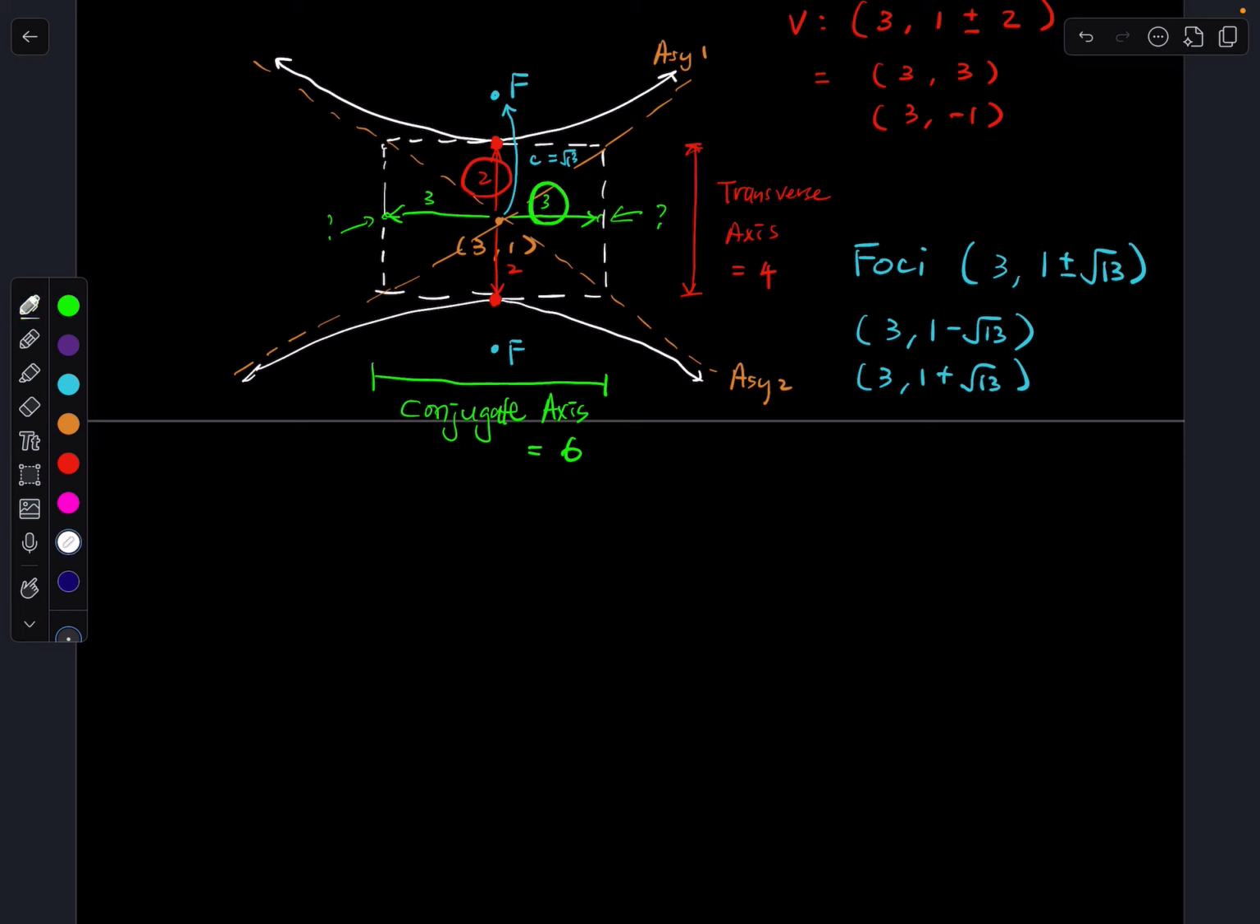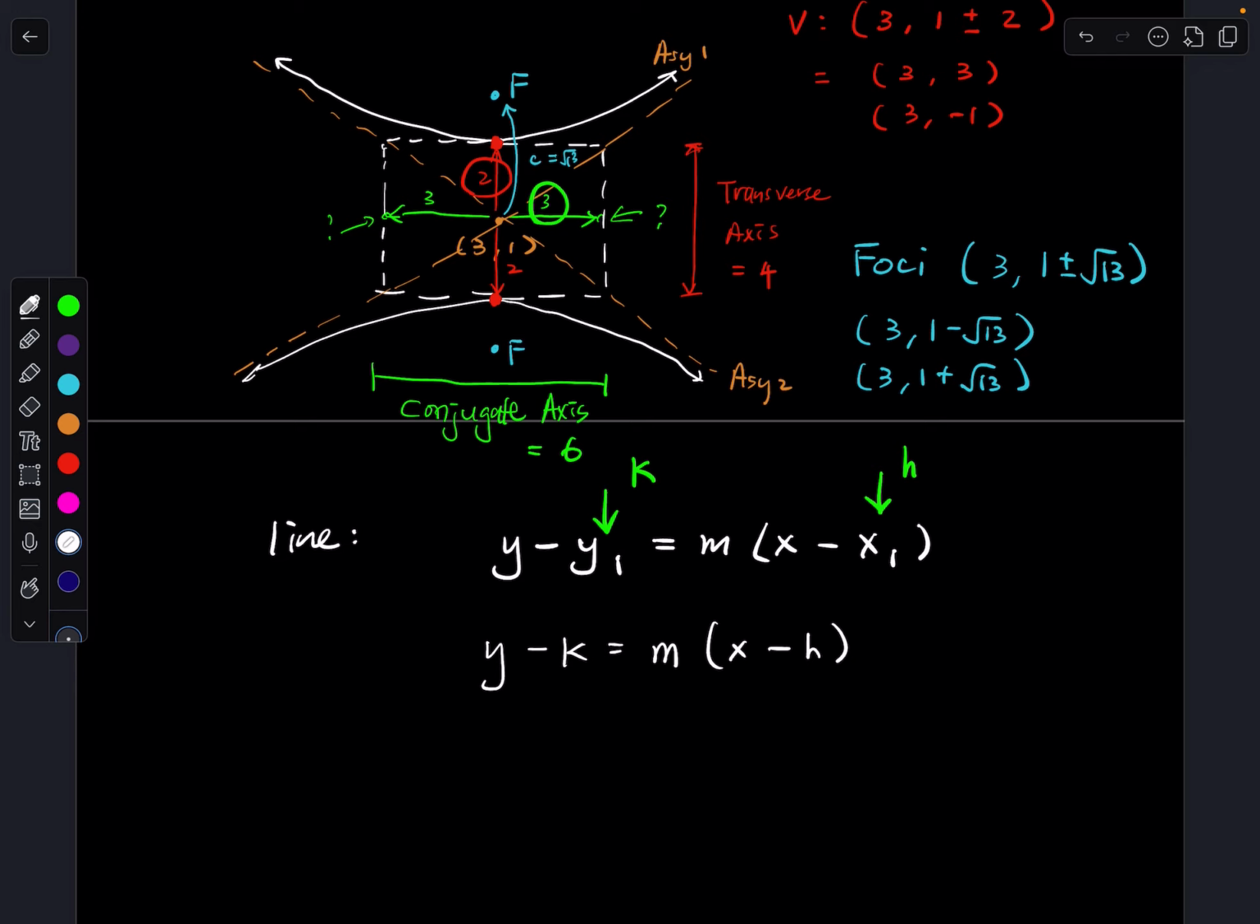And if you have learned line equations, you will know any line equation can be written as y minus y1 equals m times x minus x1. And I did mention that you will pass through the center. So you're going to replace your x1 and y1 by your center, which means your x1 becomes h and your y1 becomes k. So let's write down an equation. It's just going to be y minus k equals slope times x minus h.